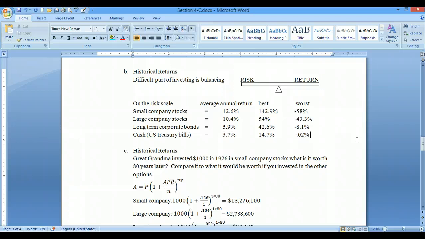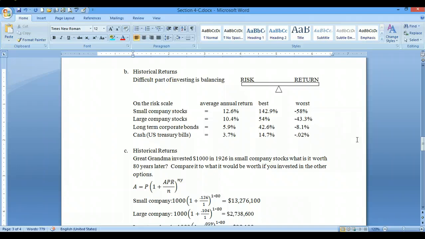Let's move on to our next example. You have a great grandma that invested $1,000 in 1926 in a small company stock that ended up being rather productive. What is that worth 80 years later? So we're going to use our average annual return and compare it to what it would be worth if you invested in a different option.